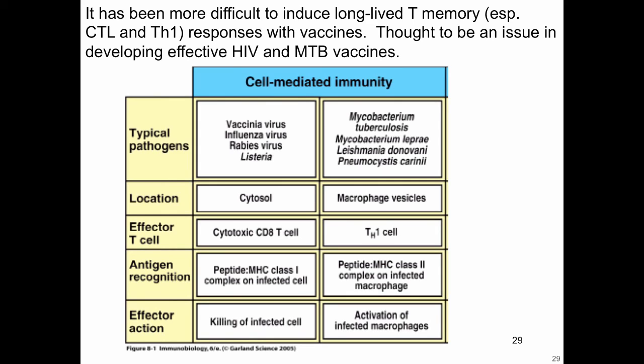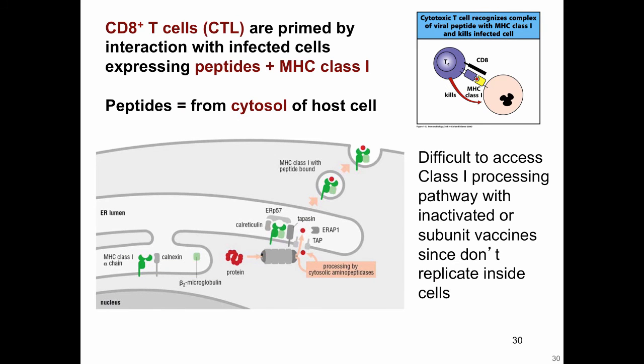It's been much more difficult to develop vaccines that induce a long-lived cell-mediated immune response that depends on cytotoxic T lymphocytes or Th1 effector cells. And this is really thought to be a major issue with the problems in developing an effective HIV vaccine, and also with our inability to develop a vaccine effective against tuberculosis. And it's not fully understood why current vaccines are so bad at inducing long-lived T-cell immunity.